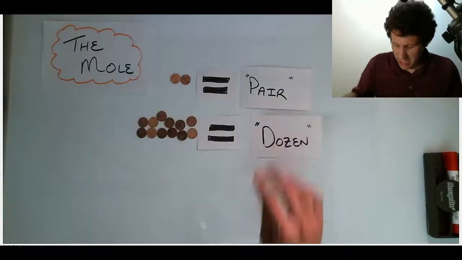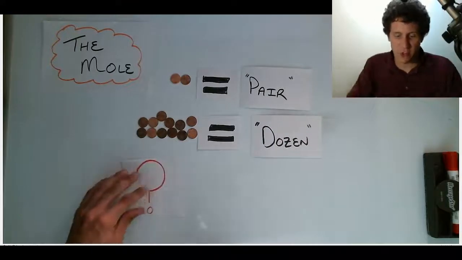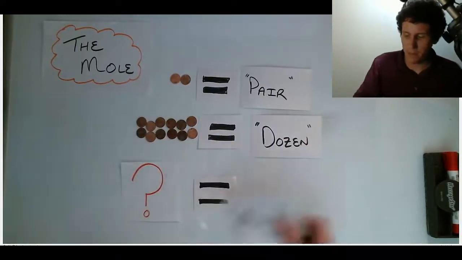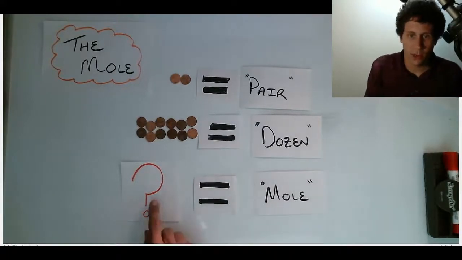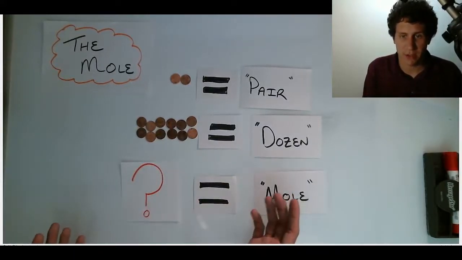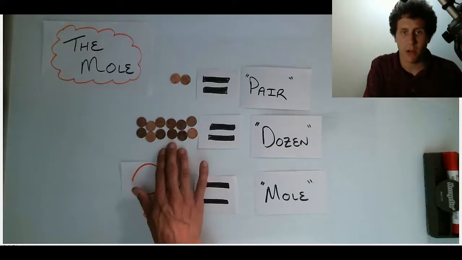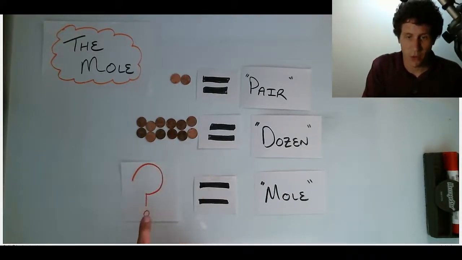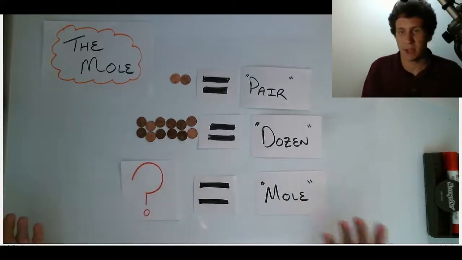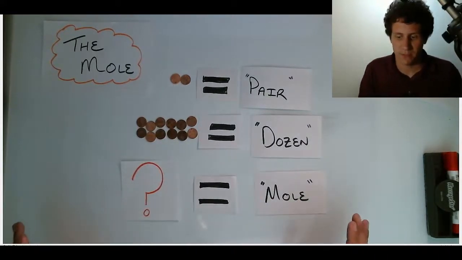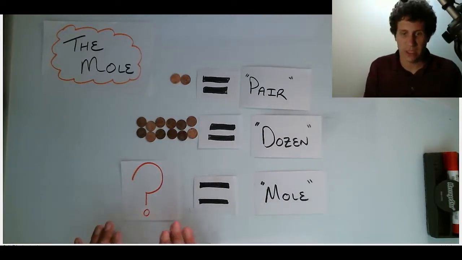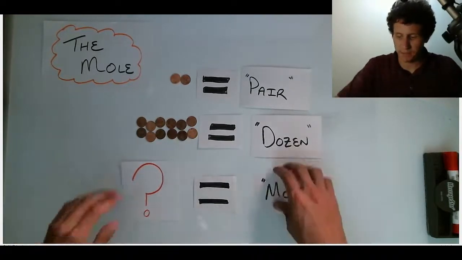So the question of the day is, how many things do you need to have to constitute a mole? Well, we're talking about keeping track of atoms, so we're talking about something much, much smaller than pennies. Infinitesimally smaller. So we would guess that this number is going to have to be relatively large. Let's talk a little bit about how this number came to be and what it is.